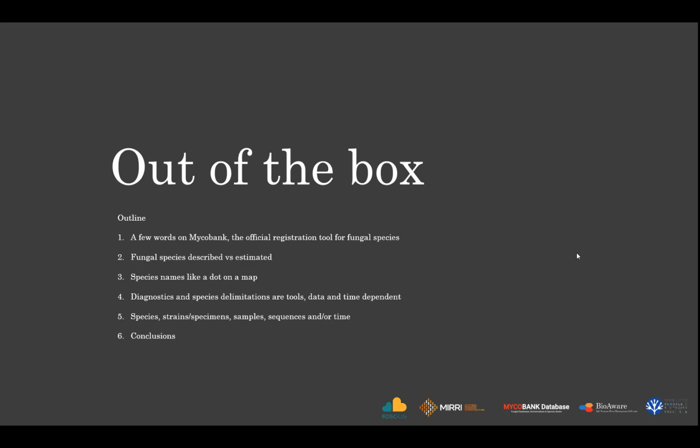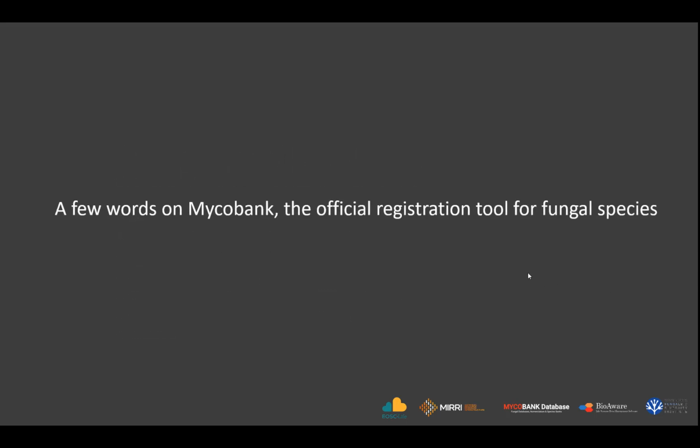And then I'm going to talk about a few issues and problems in terms of the number of species described versus the estimations. And then why do we need species, if we need species, or if we need to work with strains or other kinds of units like sequences or genomes. And then finally, we'll reach a possible conclusion. So first, a few words about Mycobank.